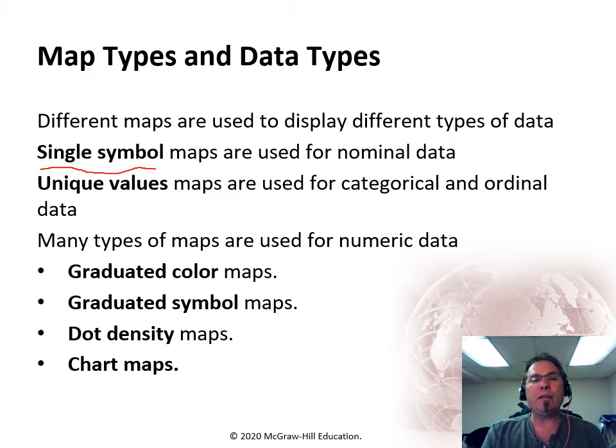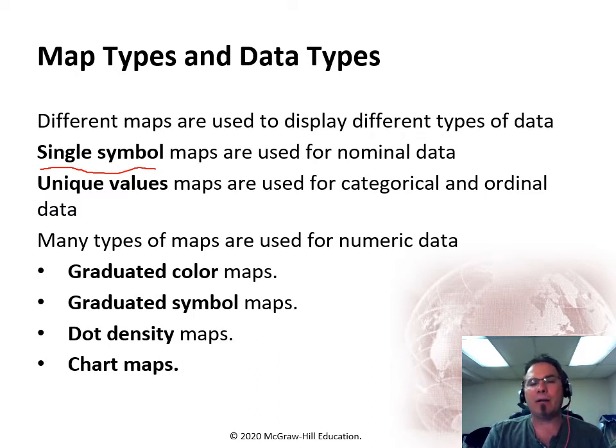You also have unique value maps, which are maps used for categorical and ordinal data. Again, I will discuss these as we go further, but those are two more types of data. So you have nominal data, categorical data, and ordinal data. Those are three different data types. For numeric data, there's a couple of different options.